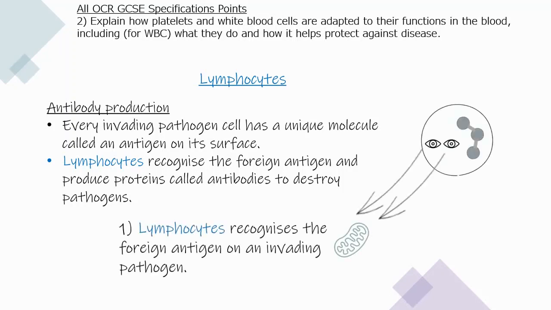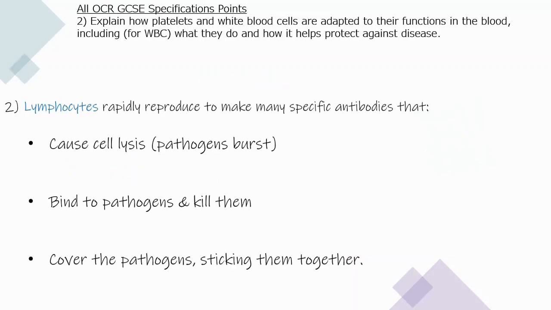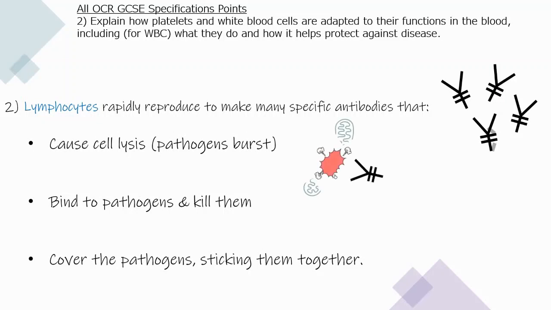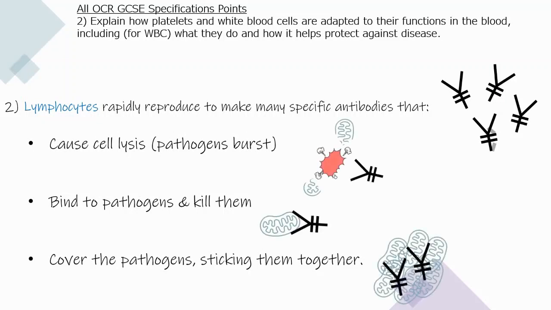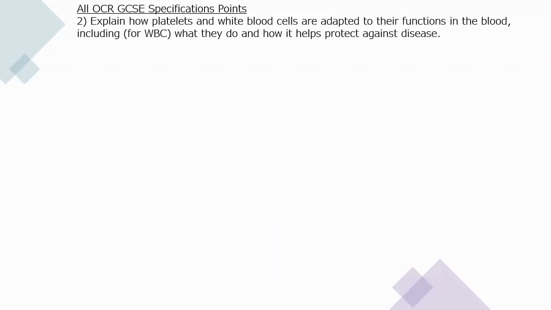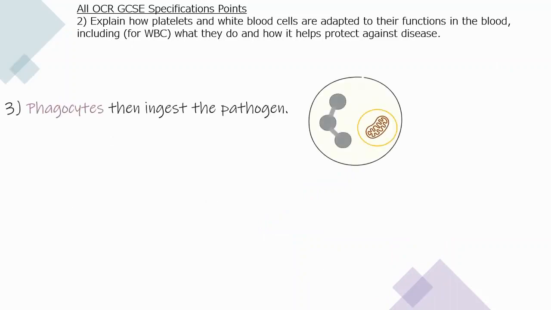So this begins by the lymphocyte recognizing the foreign antigen on the invading pathogen. And then the lymphocytes rapidly reproduce to make many specific antibodies. And these antibodies cause cell lysis, so pathogens burst. They also bind to pathogens to kill them, and they cover the pathogens, sticking them together in order to destroy them. So once the lymphocytes have performed their role and produced antibodies, the phagocytes then ingest the pathogen.